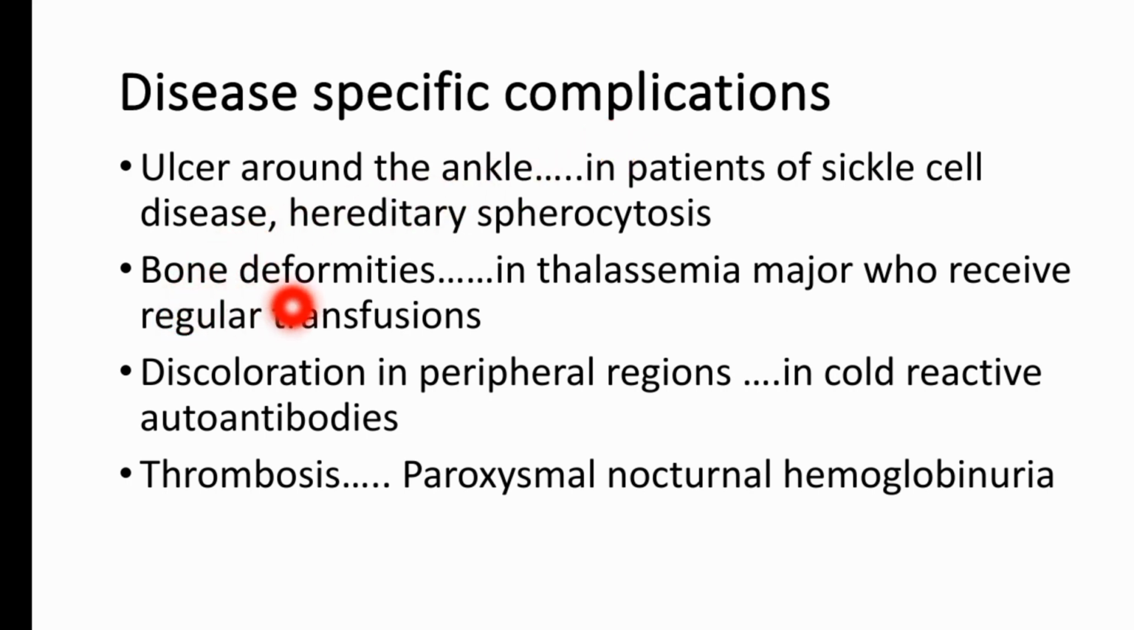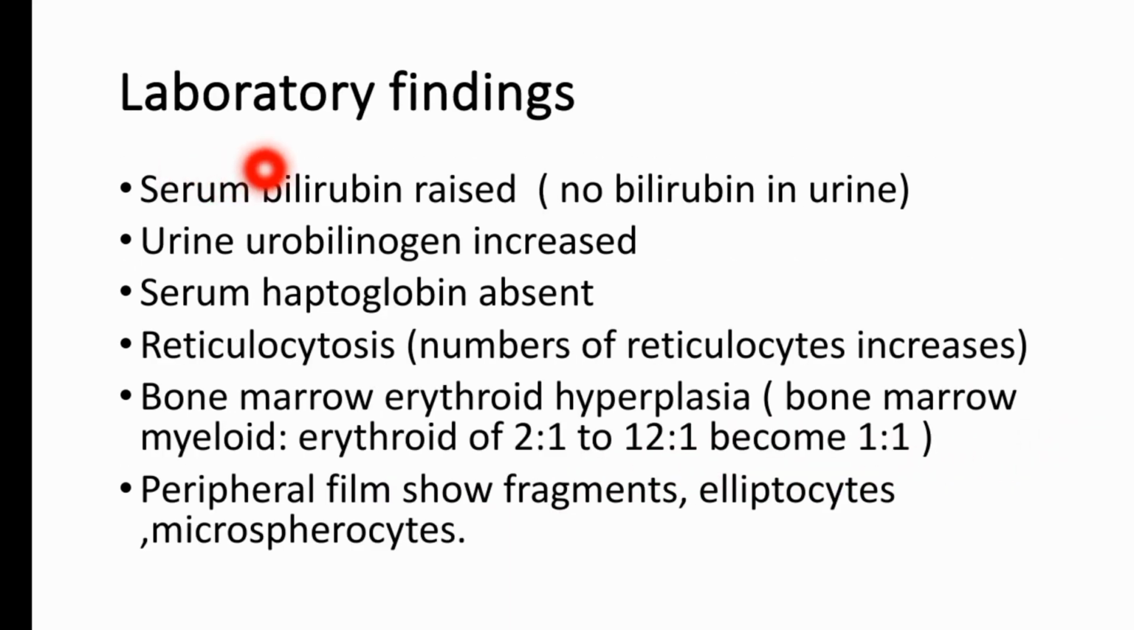Then we have the bone deformities, and it is something which is seen in thalassemia major patients because they receive regular blood transfusions. As a result, they will have the bone deformities. Then comes the discoloration in peripheral regions, and this is something most commonly seen in cold reactive autoantibodies patients. Then comes the thrombosis, and it is seen in paroxysmal nocturnal hemoglobinuria. Okay, next we have the findings.